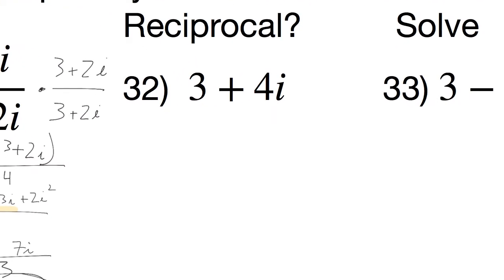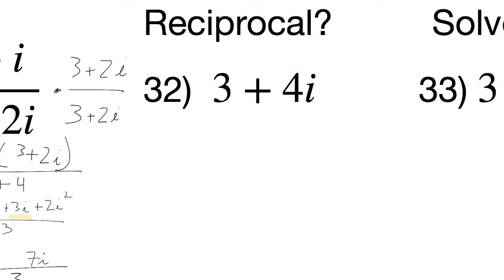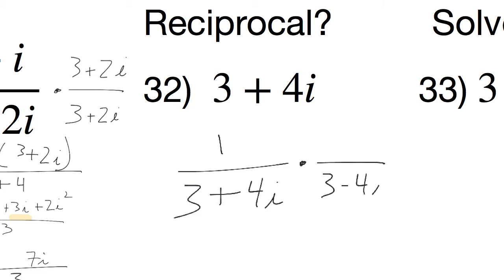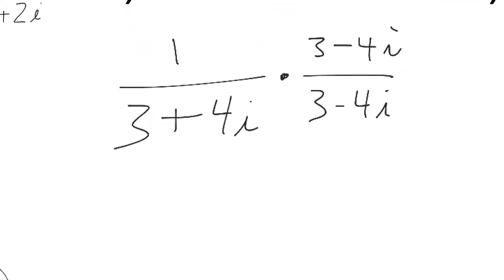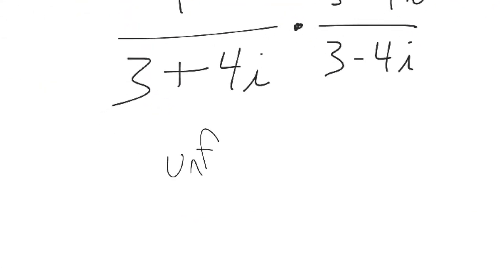What is the reciprocal of 3 plus 4i? Well, I'm not going to do the whole thing. This video has gone on long enough. We've got 1 over 3 plus 4i. Now, that is true, it is a reciprocal, but we generally try to not have any i's in the denominator. So you can multiply by the conjugate, 3 minus 4i over 3 minus 4i, and then you can finish it later if you want. But that's how you would start it. I'm just going to leave a note saying this is unfinished. And that's okay.